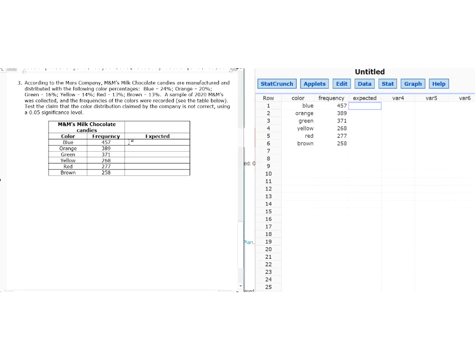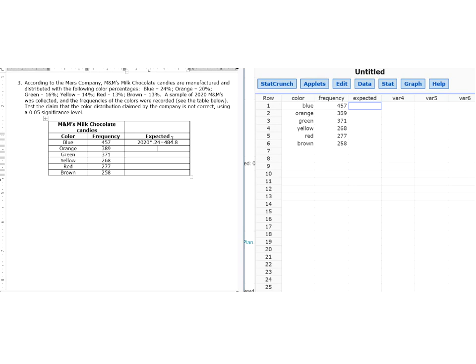Okay, so for this one, we're going to take our total sample size, which is 2020, and multiply it times each one of our different proportions that was claimed. So for the blue, the claimed percentage was 24%, so we're going to take our 2020 times 0.24. We're just converting that to a decimal. So this is going to be 484.8. So I'm going to calculate all these, and then I'm going to put them into StatCrunch.